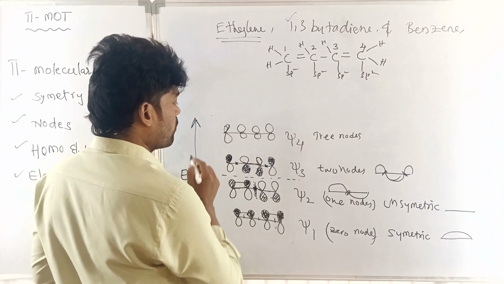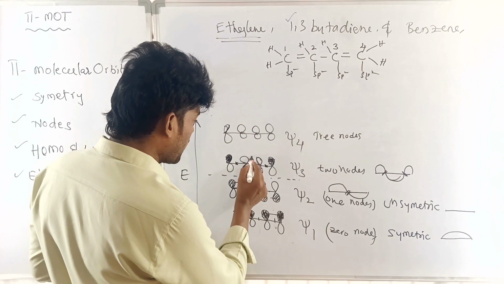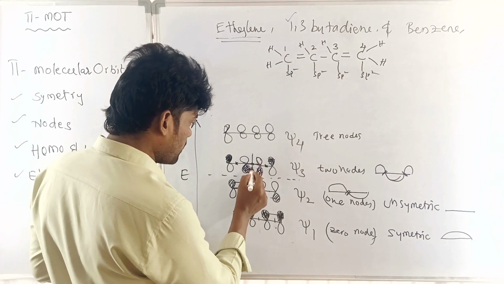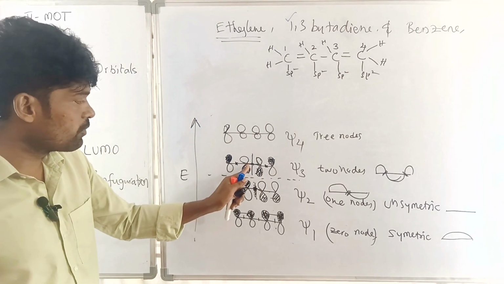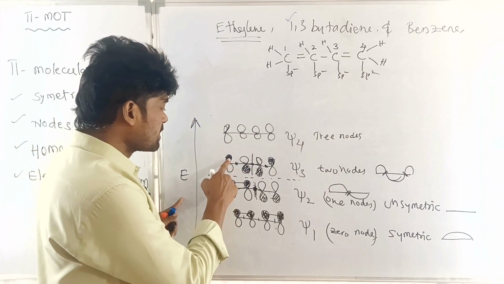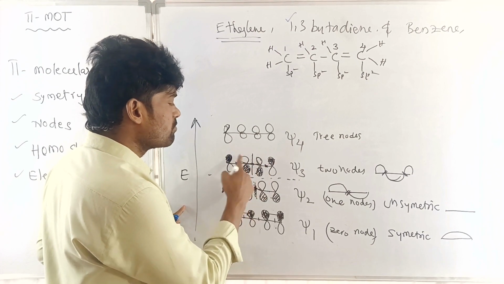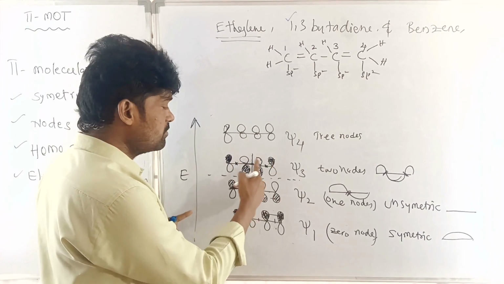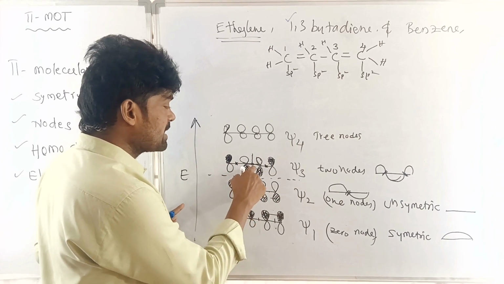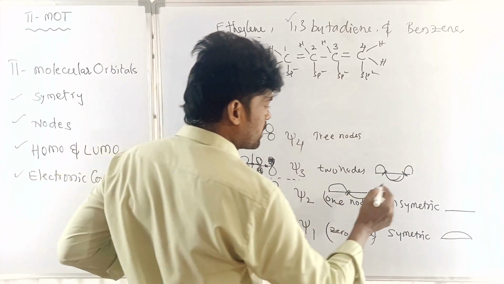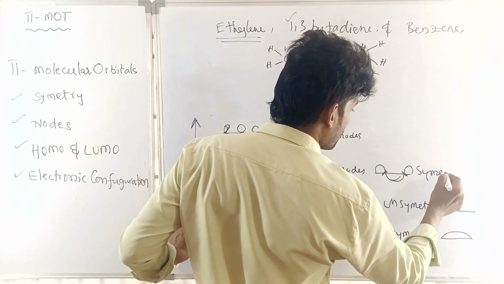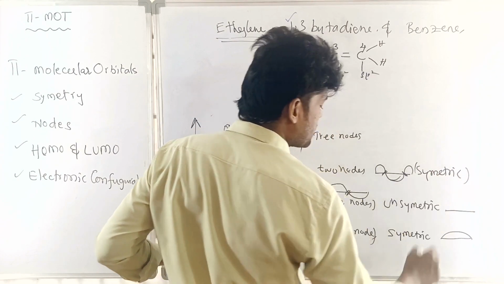So coming to psi 3, coming to the symmetric point, we can cut it with this particular point here. See, these two are the same as these two. Mirror image is there. Mirror image is there. So this psi 3 is symmetric in nature. Symmetric.